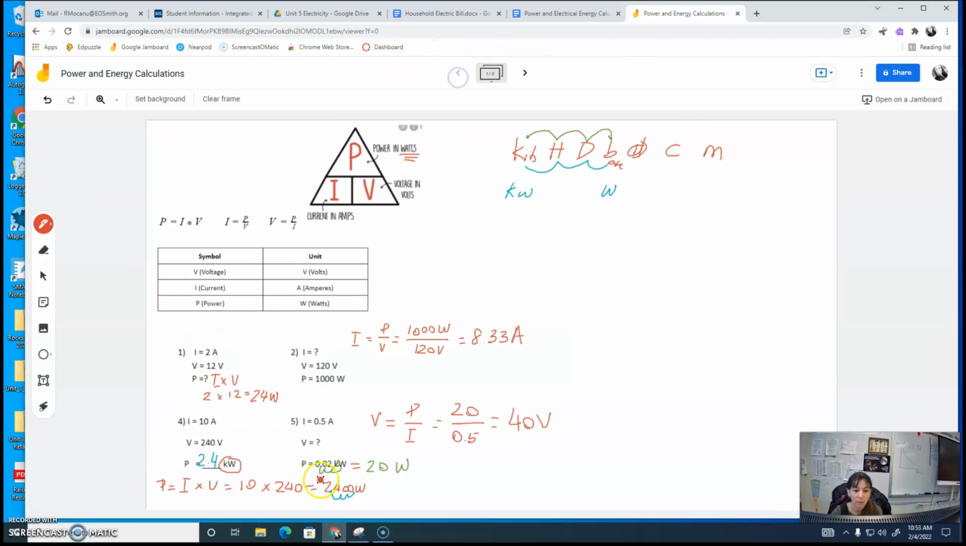You may be asked the opposite, like you were in this problem. We calculated our power in watts, but we were asked to provide the answer in kilowatts. So whichever way you go, make sure you pay attention to your formulas.